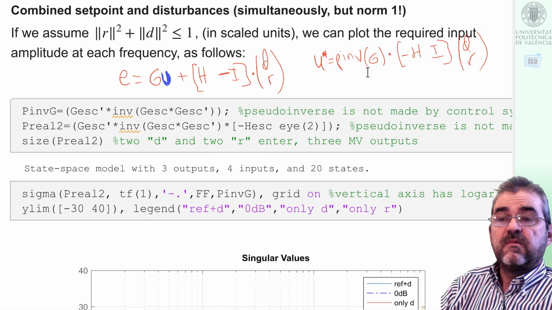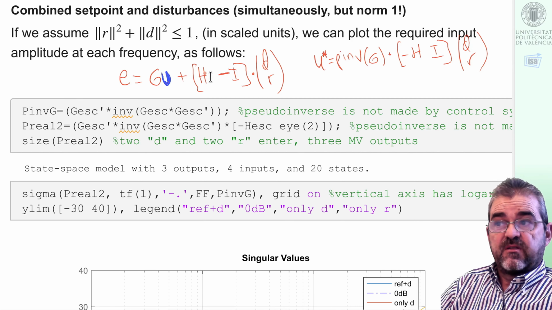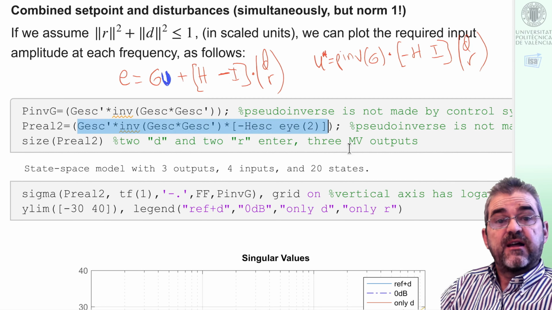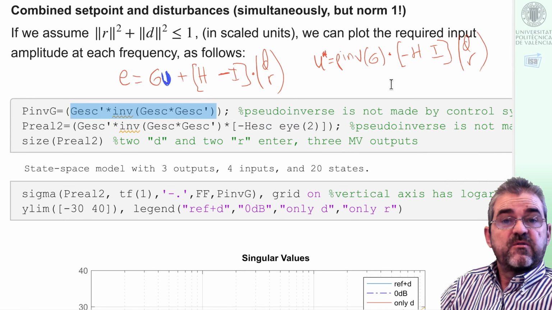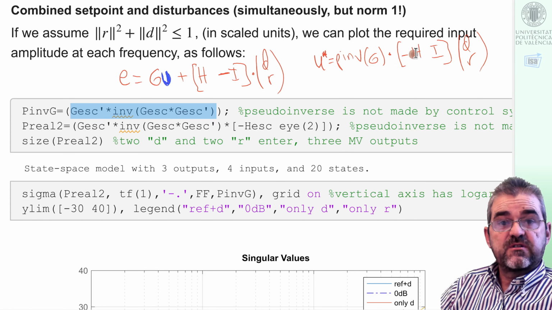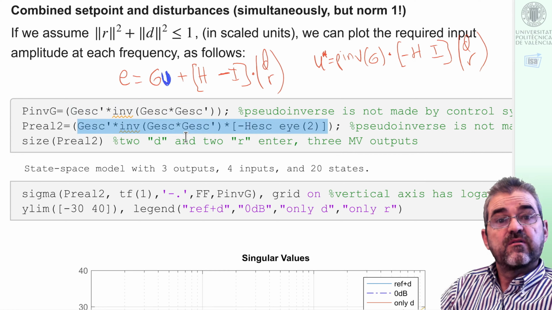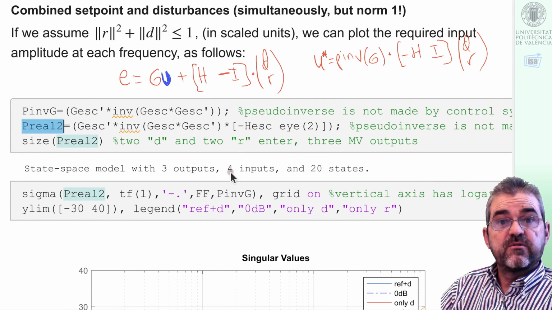Then the needed control action would have this formula, pseudo inverse times this thing changing sign. So that is exactly what I am computing here in this line. This pseudo inverse will be the thing I would need if h was 0, just set point tracking tasks. And if I have both D and R, then I need this real 2 feed-forward matrix. Note that it has 4 inputs, 2 disturbances and 2 set points, and 3 outputs, 3 control actions, so sizes are okay.